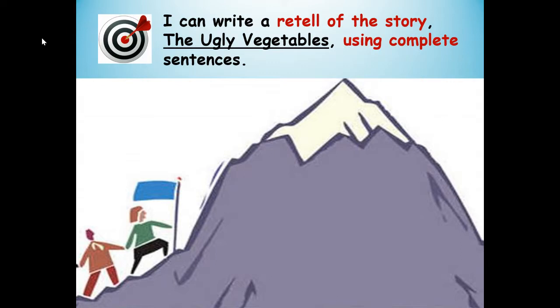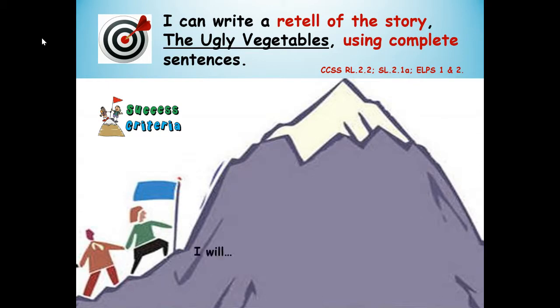So let's review our learning target. I can write a retell of the story, The Ugly Vegetables, using complete sentences. So let's say it again. I can write a retell of the story, The Ugly Vegetables, using complete sentences. And next, success criteria. How will you know you're successful at writing a retell?